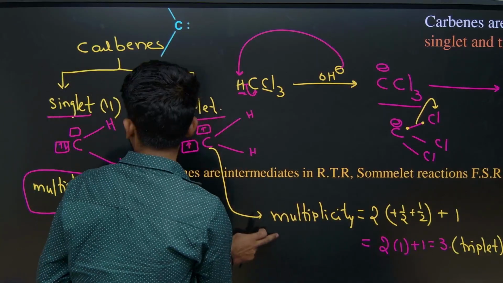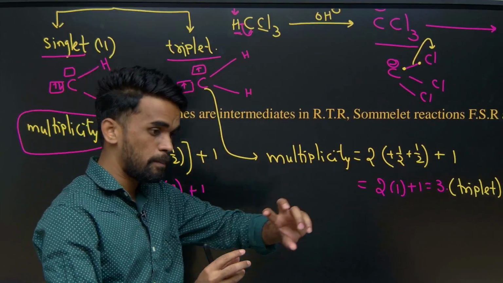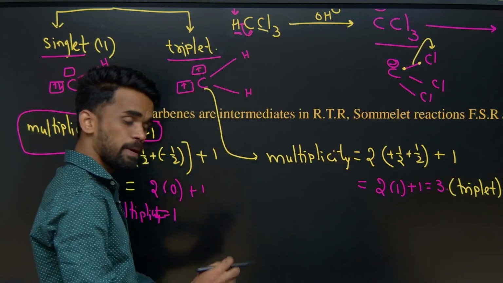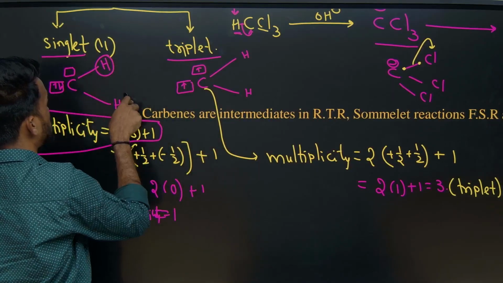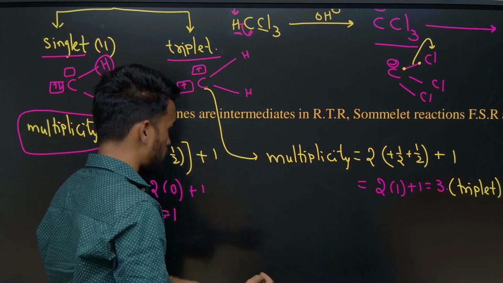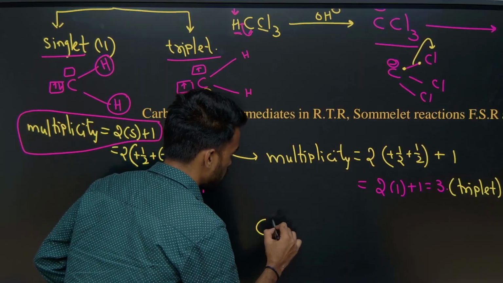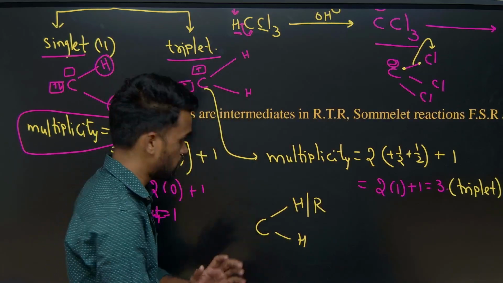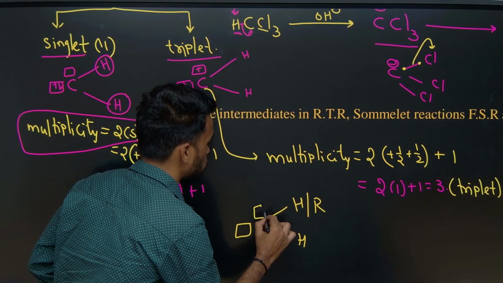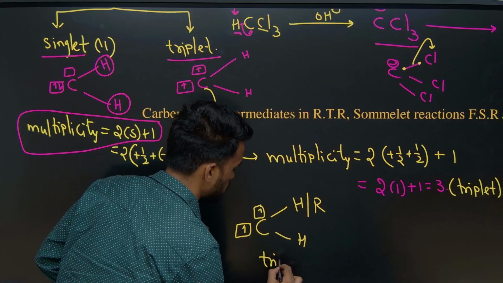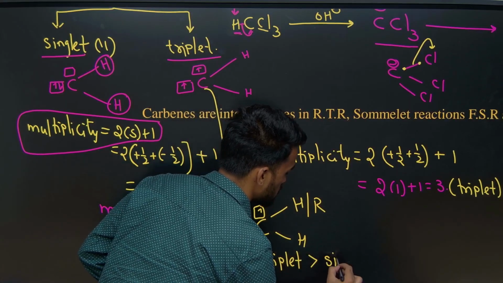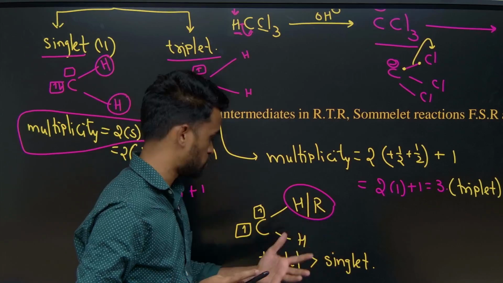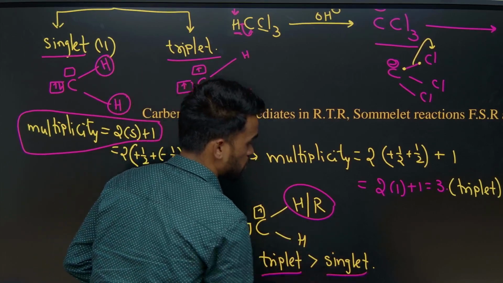Since we have two types, we need to compare their stability, right? Which is more stable, singlet or triplet? Depending upon the side groups attached, we need to decide the stability. When the attached groups are something like hydrogens or some alkyl groups, without any lone pair on them, in that case the triplet carbene is more stable than the singlet.